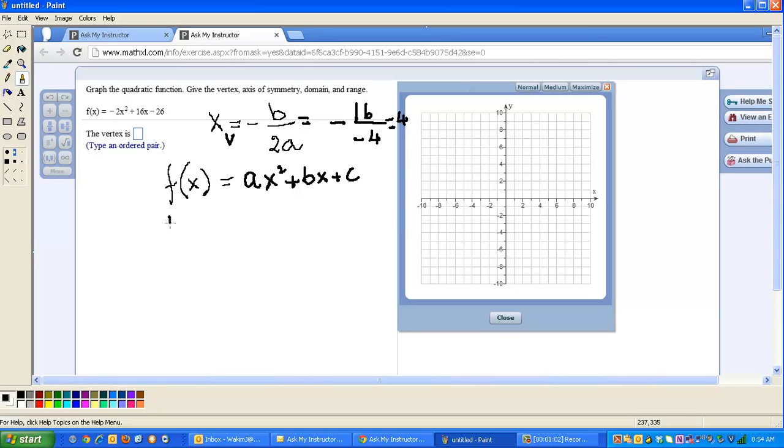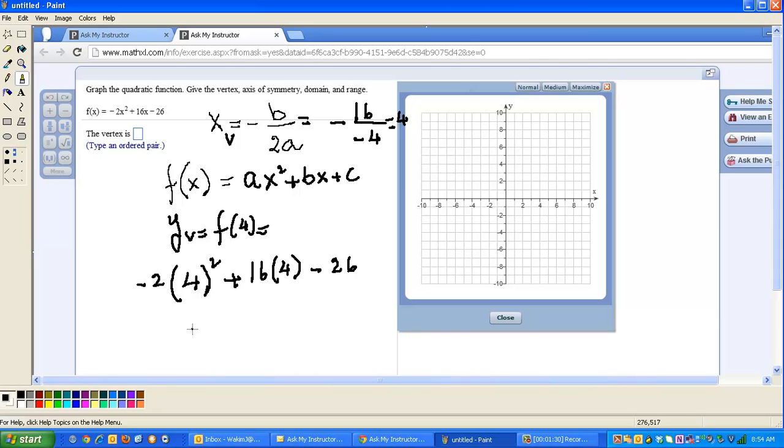To find the y coordinate of the vertex, we can find f of 4. Therefore, we can substitute x equals 4 in the quadratic function and find the corresponding value of y. So in this case, it would be negative 2 times 4 squared plus 16 times 4 minus 26.